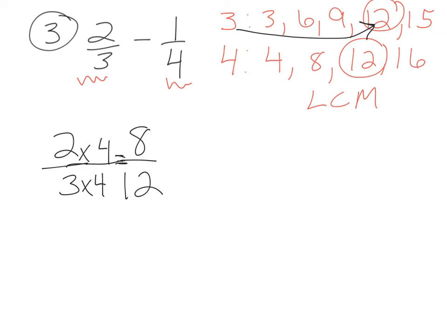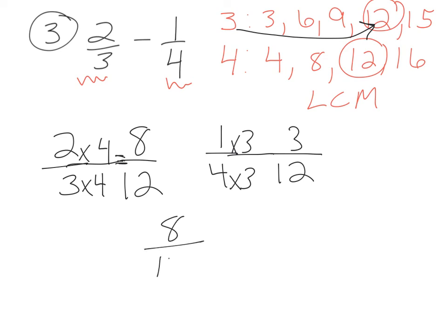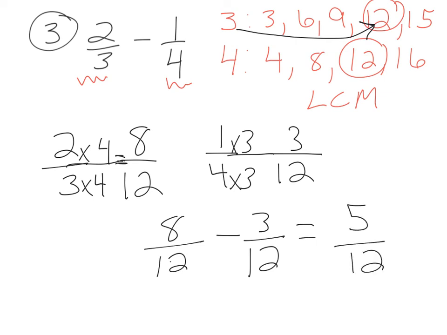I need to do the same thing with 1/4. So I'm going to show 1/4 also has a denominator of 12. How is that? Well, what number times 4 gives me 12? It's going to be times 3. And what I do to the bottom, I must do to the top, and that's going to be 3/12. So now that I have made these the same denominators, I can subtract them. I can say 8 minus 3 is 5, and then I have 12 because they are the same. And this one did not need to be put in simplest form because 5/12 is already simplified.